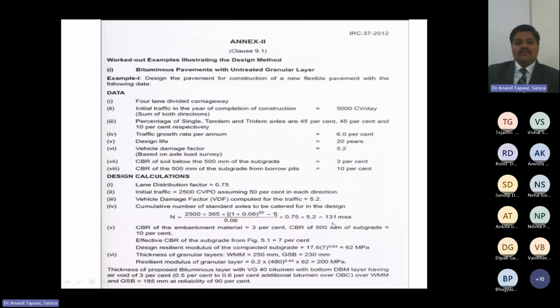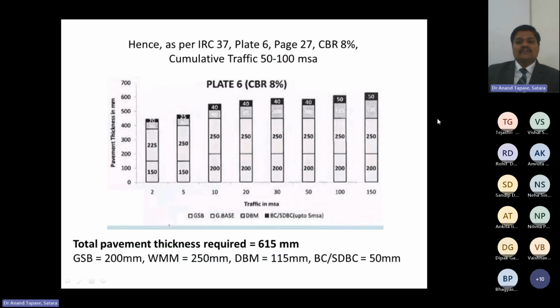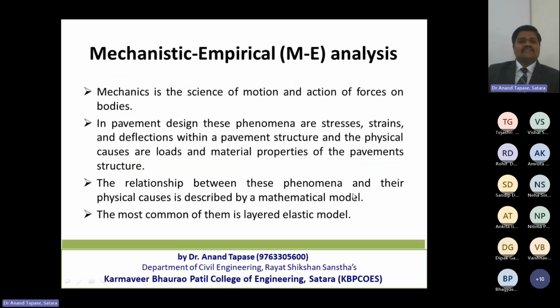Based on this formula, if suppose it is 150, from this formula, from annexure 2 of IRC, the N value is 131. The N value is 131. So you can see that if it is 131, just go through the chart. If it is 131, consider it for the 150 part of it. So this is the mechanistic empirical analysis.